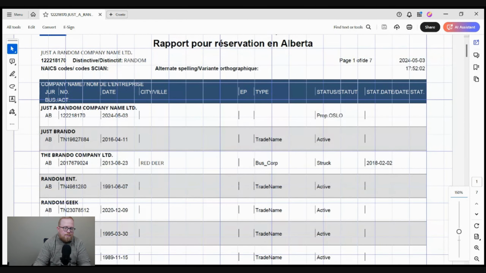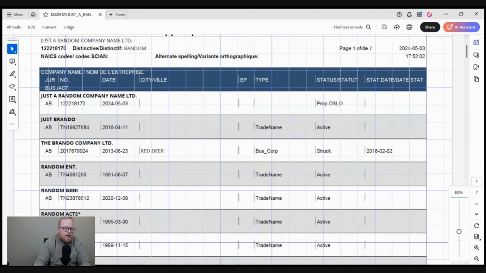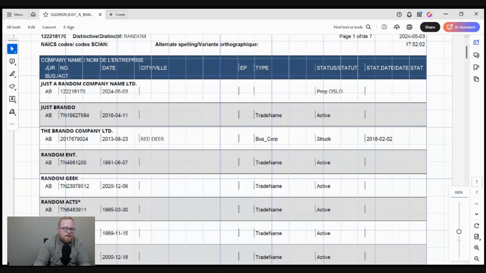When we look at the descriptor words, they have to be something that stands out from someone else. In some of these other examples, this was just a search, Just Brando. Again, it's in Alberta. It's a trade name, which is what the TN stands for. It was done on April 11th, 2016. It says trade name and it says it's active. When you keep going down, it says The Brando Company Limited, again in Alberta, in the city of Red Deer. It's a business corporation, and it was struck in 2018.